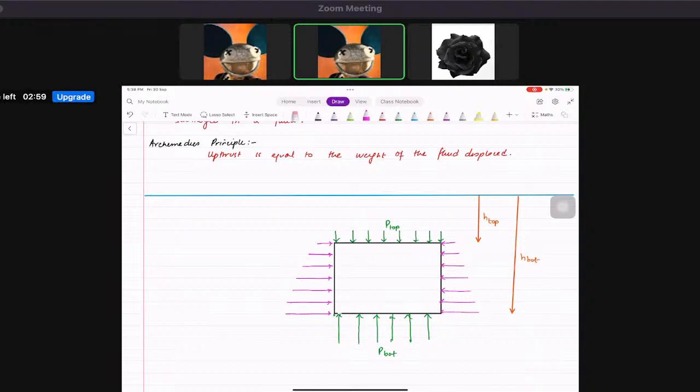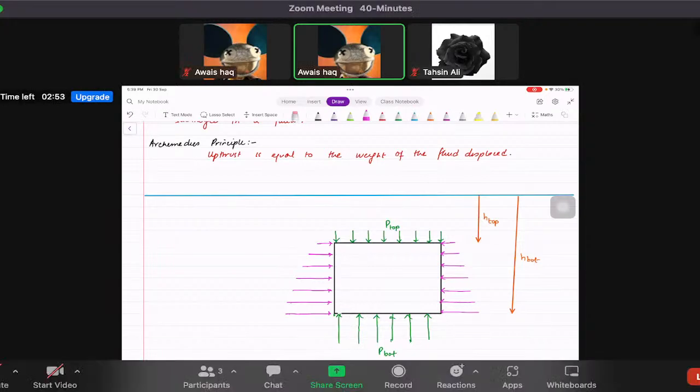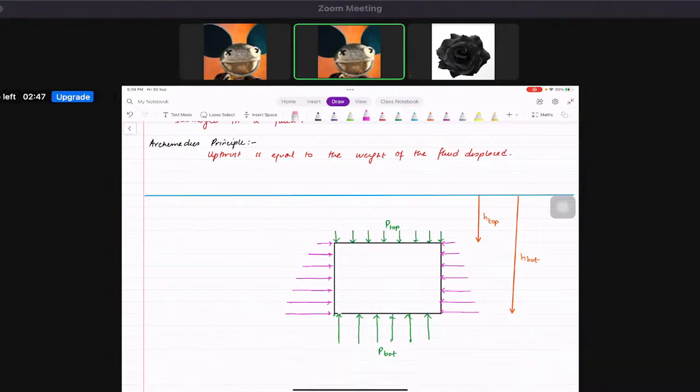The sides don't matter, and the reason it doesn't matter is that they both have equal pressure on the sides, so it increases equally, but there's a difference of pressure on top and bottom. Is it clear, Tessim? Yep, it's clear. Okay, so now let's move towards the derivation of upthrust and proving whether what Archimedes said is correct or not.